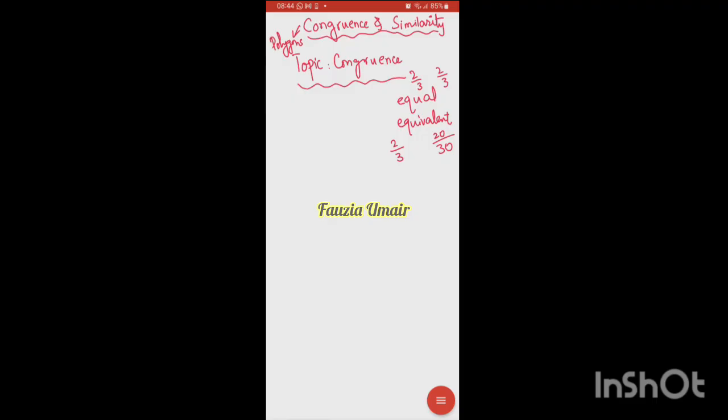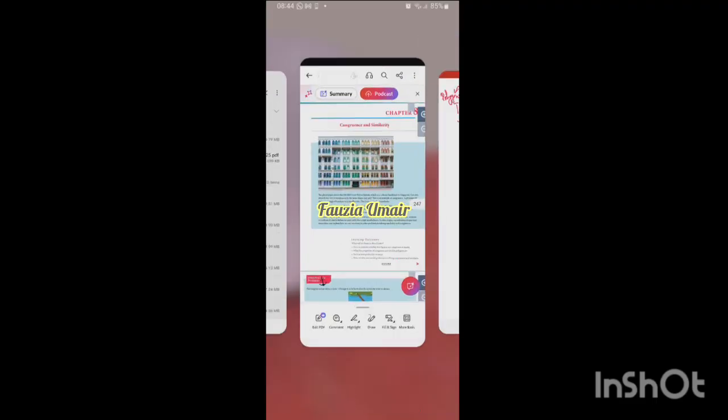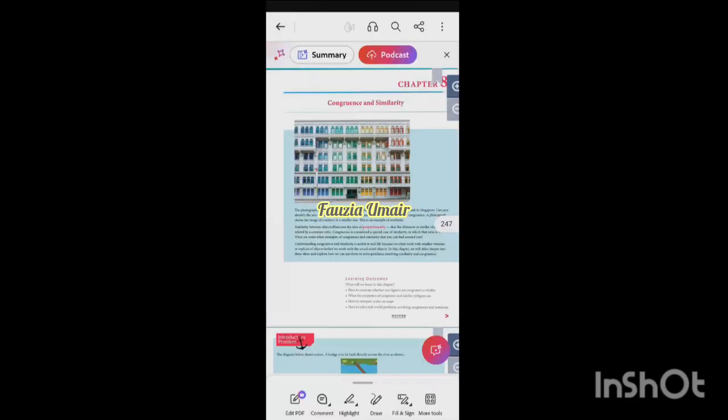I'm going to show you the chapter. It is chapter number 8 of NSM 2. If you want it again, I will share it again. Congruence is basically, just look at this.